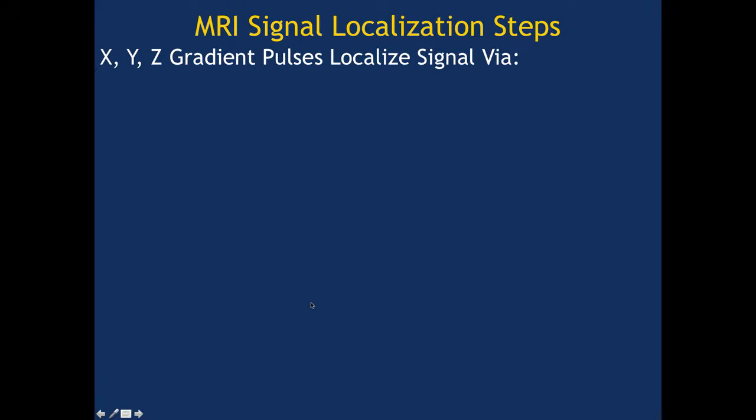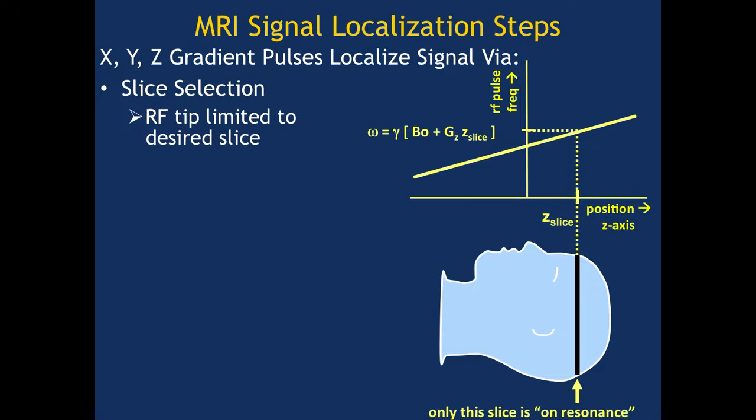So there are 3 steps, the 3 primary steps that we use to localize. We have 3D space. We have to localize the signal as a function of X, Y, and Z inside the magnet. First step is, let's turn on a gradient where the slope or the change in the magnetic field, let's say, is going from the foot to the head.